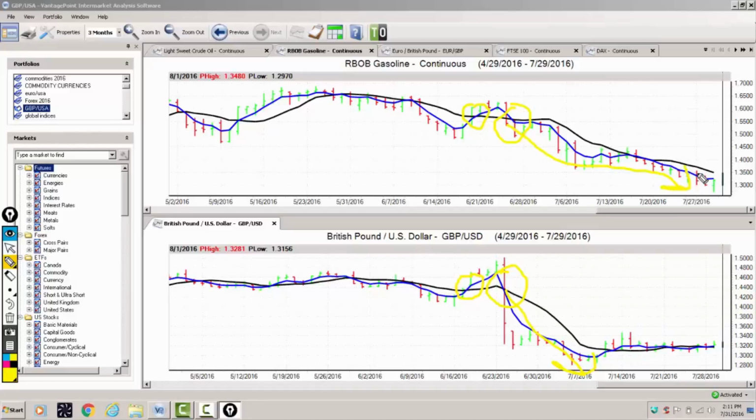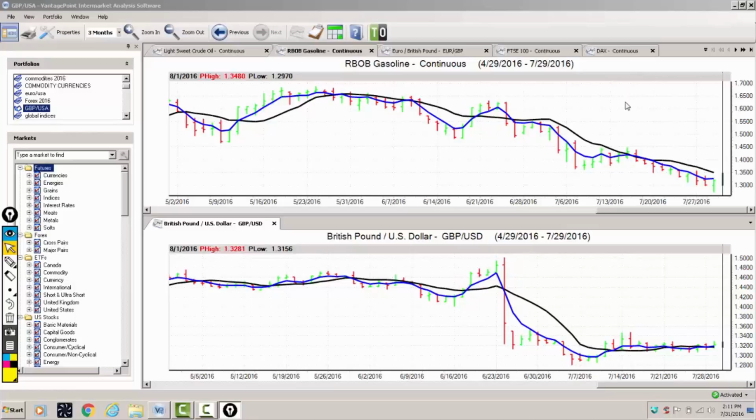So in order for me to be aggressively buying the British pound US dollar, I want to see oil prices higher. I want to see gasoline contracts higher. We're not seeing that, guys. We're not seeing that at all. So for now, the British pound remains somewhat pinned to the downside.